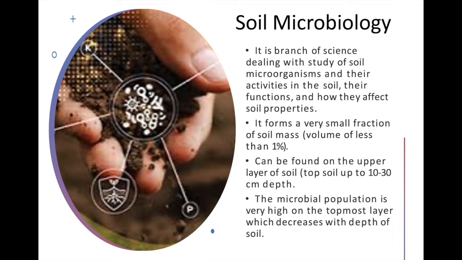There's a lot of names actually, which is 10 to 30 centimeters in depth. And of course, the microbial population is very high on the topmost layer, which decreases with depth of soil. It's a no-brainer that when we go deeper and deeper into the soil, we will notice that it has different components.